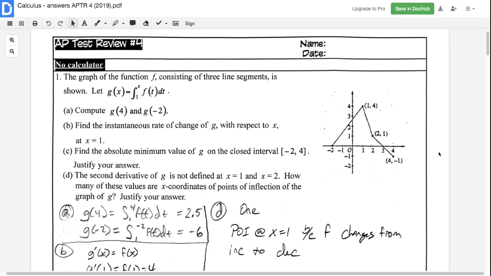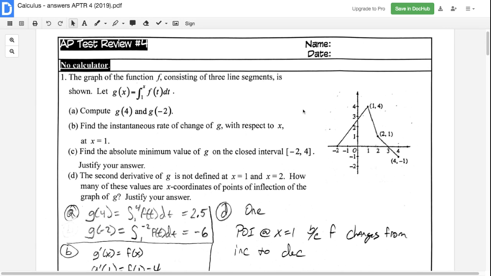All right, we're looking at answers to AP test review number 4. Looking at problem number 1, they give me g of x equals the integral from 1 to x of f of t, and they've given us the graph of f over here. So first thing we want to do is find g of 4, so that means I need to plug 4 in here. So I'm interested in the area between 1 and 4, the area under the graph between 1 and 4.